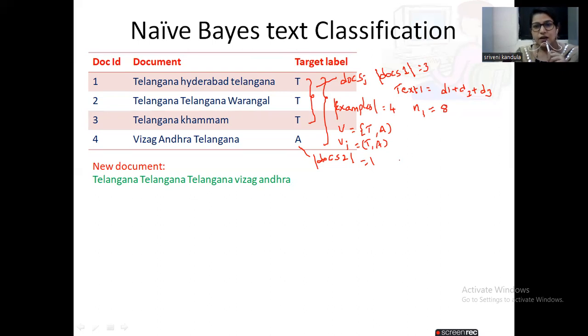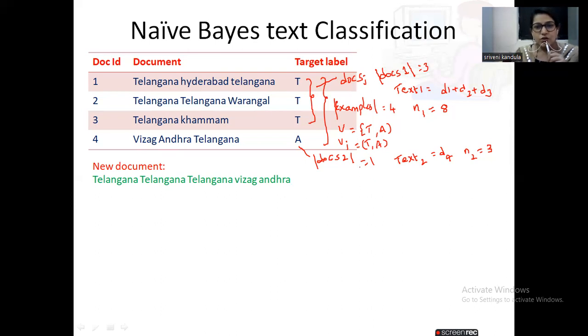Similarly, text 2 contains only one document, because the number of documents in docs 2 is only 1, that is D4. How many words do we have here? Let us take it as N2. The number of words that we have here is only 3. Just to indicate that they belong to text 1 and text 2, I am giving them as N1 and N2.